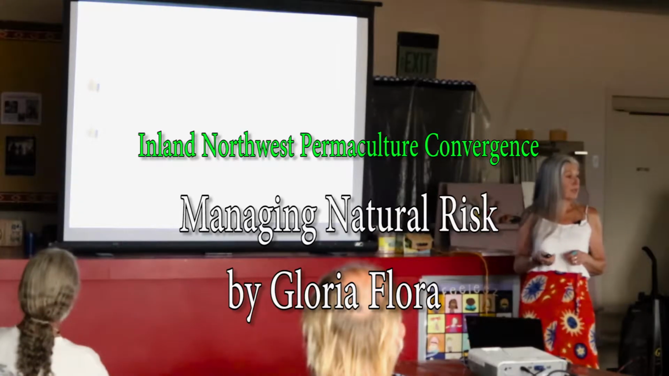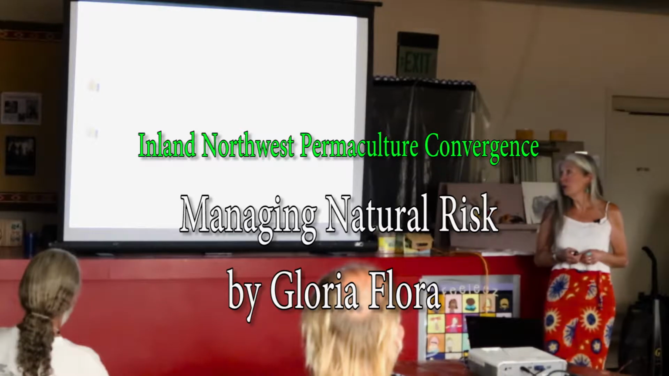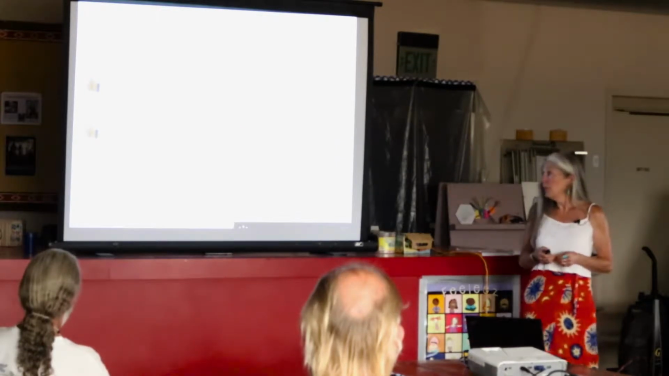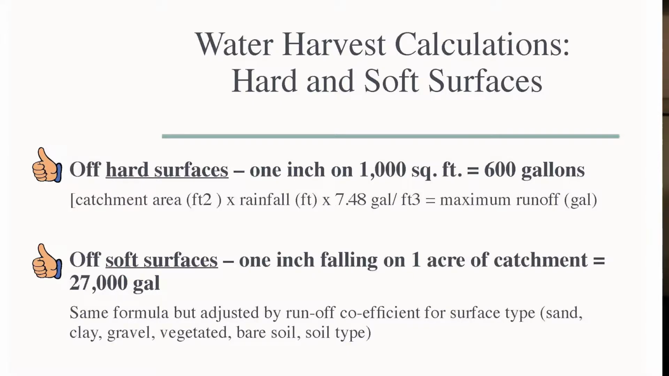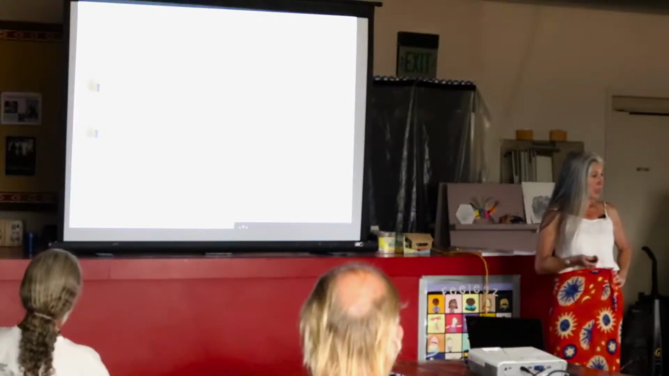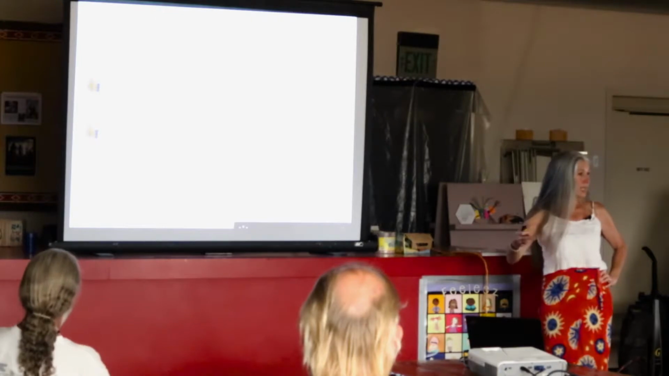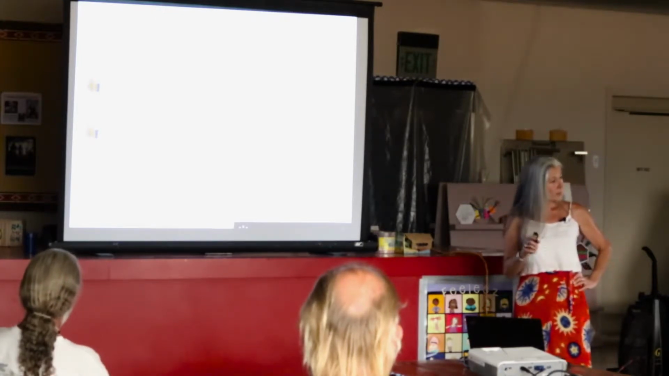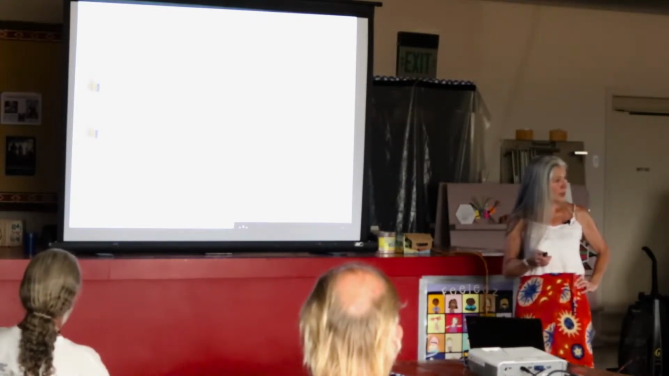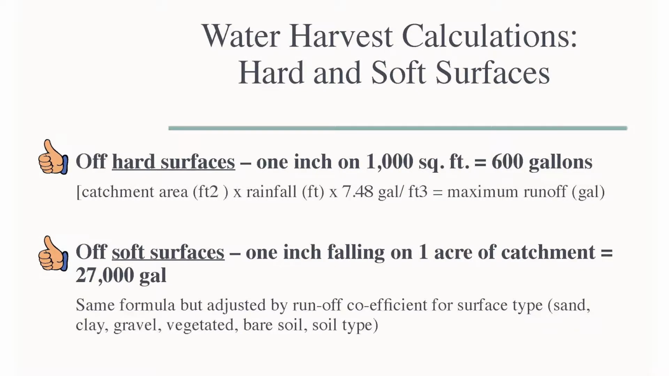And this is his rule of thumb for soft surfaces. 1 inch of rain falling on an acre equals 27,000 gallons. And again, he's got coefficients that help you if it's running off of gravel, sand, sod, whatever. He has some adjustments so that you can tune it in a little more carefully to your site.